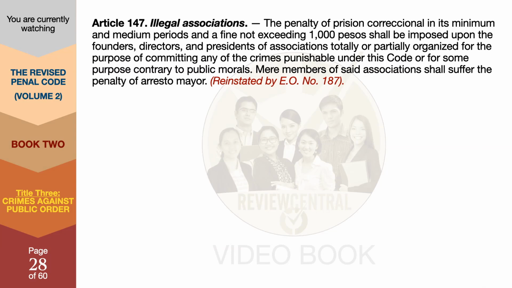Article 147. Illegal Associations. The penalty of prisión correccional in its minimum and medium periods and a fine not exceeding 1,000 pesos shall be imposed upon the founders, directors, and presidents of associations totally or partially organized for the purpose of committing any of the crimes punishable under this code or for some purpose contrary to public morals. Mere members of said associations shall suffer the penalty of arresto mayor. Reinstated by EO number 187.